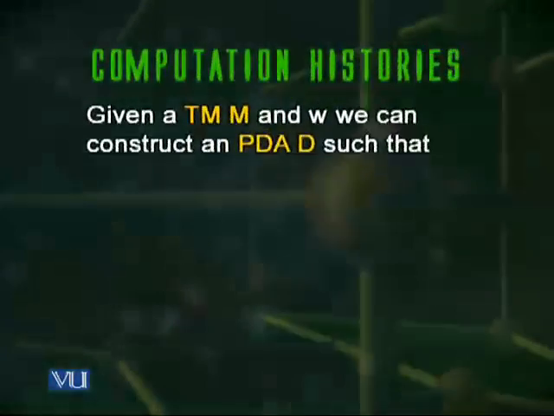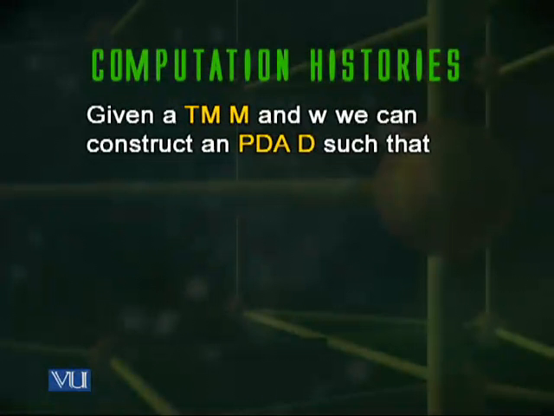What we will do once again is to show that if there is a decider for ALL CFG, then we can make a decider for ATM. Since ATM is undecidable, therefore there cannot be a decider for ALL CFG. So suppose we are given a Turing machine M and a string W.